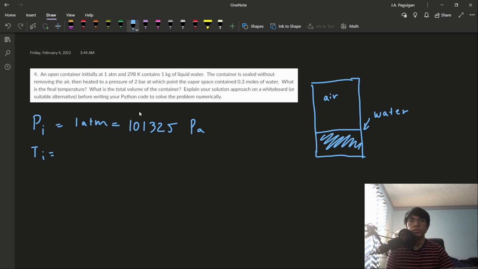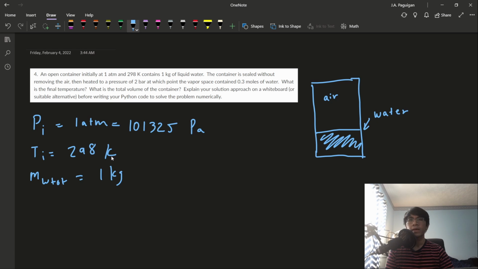Initial temperature, they also give us. We have 1 kilogram of water. Kilograms is fine. Oh, sorry, that is the temperature. My bad. Initial temperature, 298 kelvins. And then we have the kilogram of water, so let's say total water. Since it is heating up, there will be water vapor, so let's account for that. Just have it as the total water, since we know at the start there is 1 kilogram of water.